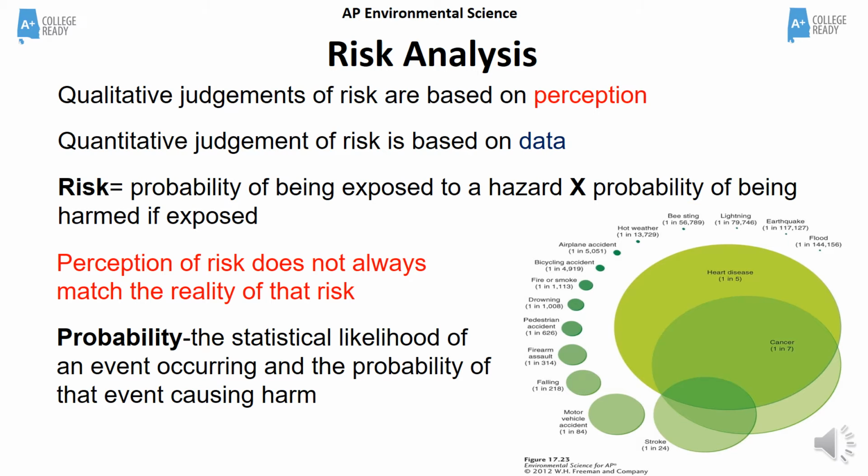Risk assessment seeks to identify a potential hazard and determine the magnitude of the potential harm. Qualitative judgments of risk are based on perception, whereas quantitative judgment of risk is based on actual data. Risk is calculated by the probability of being exposed to a hazard times the probability of being harmed if exposed. A lot of times, perception of risk does not match the reality of that risk. The probability of that risk is the statistical likelihood of an event occurring and the probability of that event causing harm.